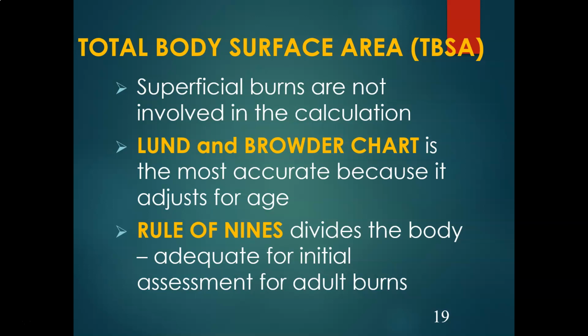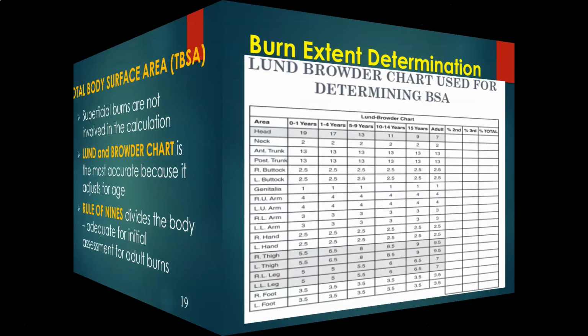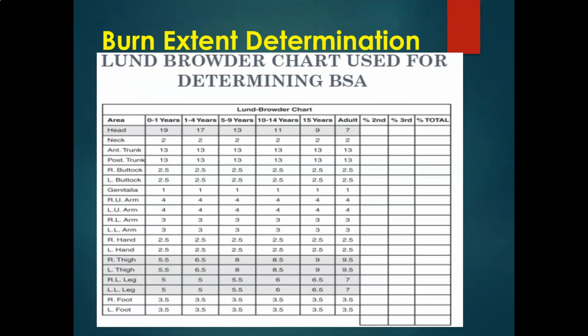And then you also have your rule of nines. This is, I think, familiar to you because I've discussed this one in CM 103. So your rule of nines follows the divisor 9 in dividing the body, adequate for initial assessment of adult burns. So I'm going to show you the picture of your Lund-Browder chart. This determines your total body surface area and then the specific age that is relative to that percentage.